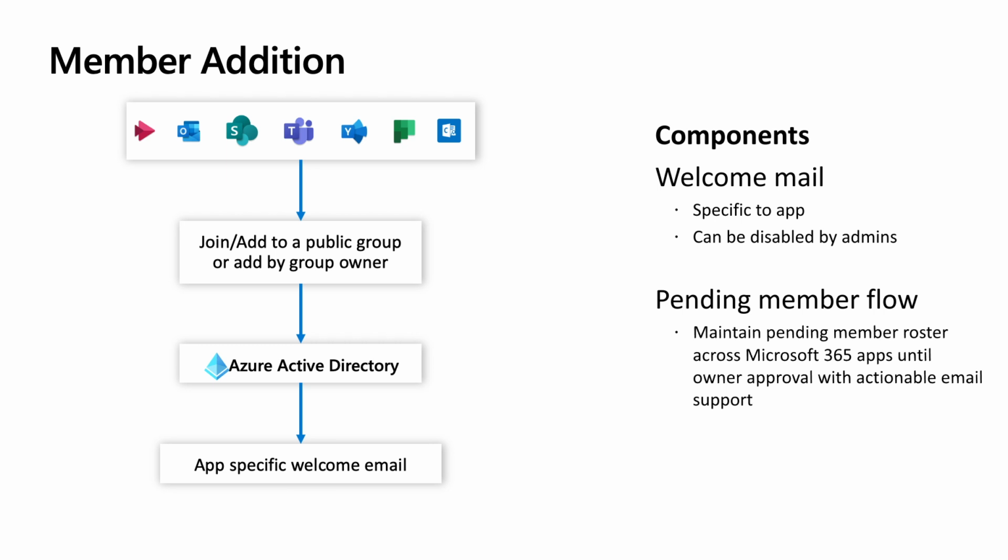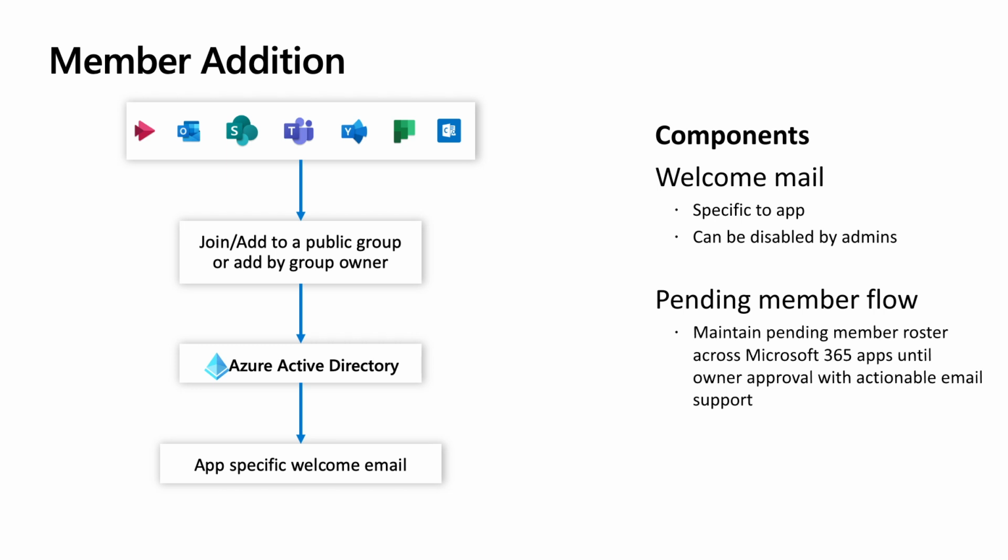You can start in any of the apps. You go and make a request to add a member to a group. The first thing that happens is we send a notification to Azure AD to say member M1 needs to be a part of this group, and that is honored. Right after the member addition happens, the next thing that happens is an email flow is triggered. Depending on the app, you get an app specific welcome email, and this helps the admin quickly ramp up and educate the user.